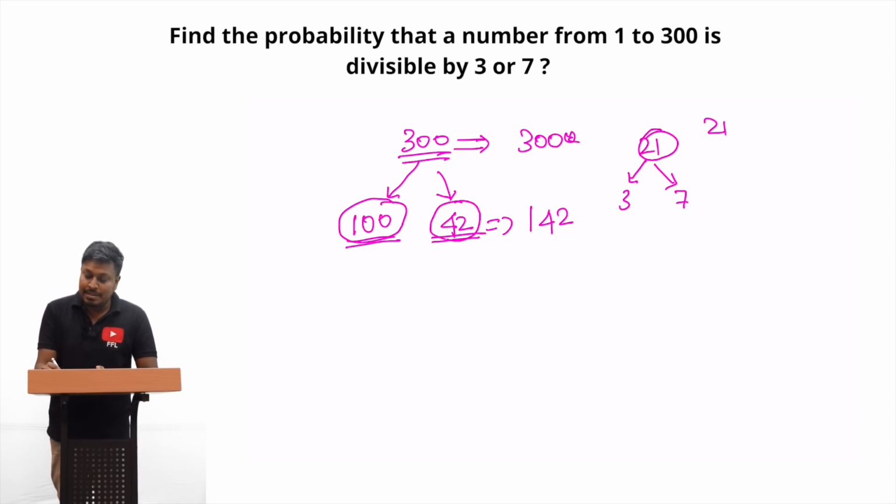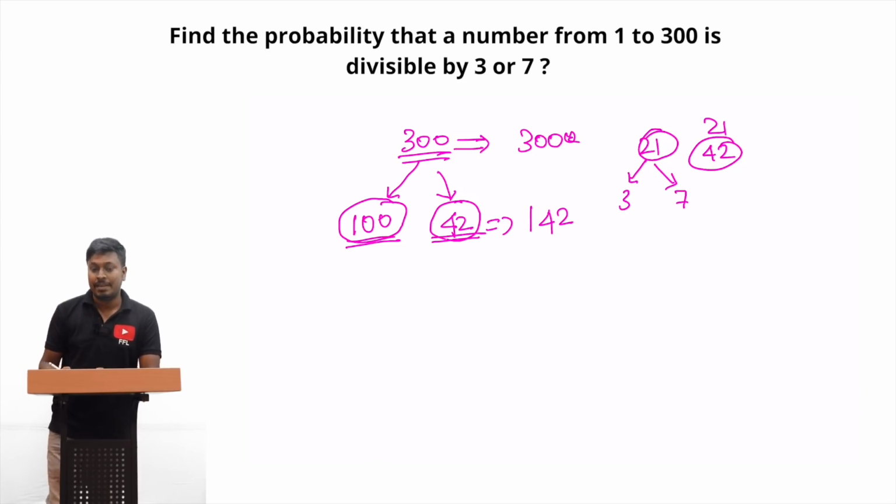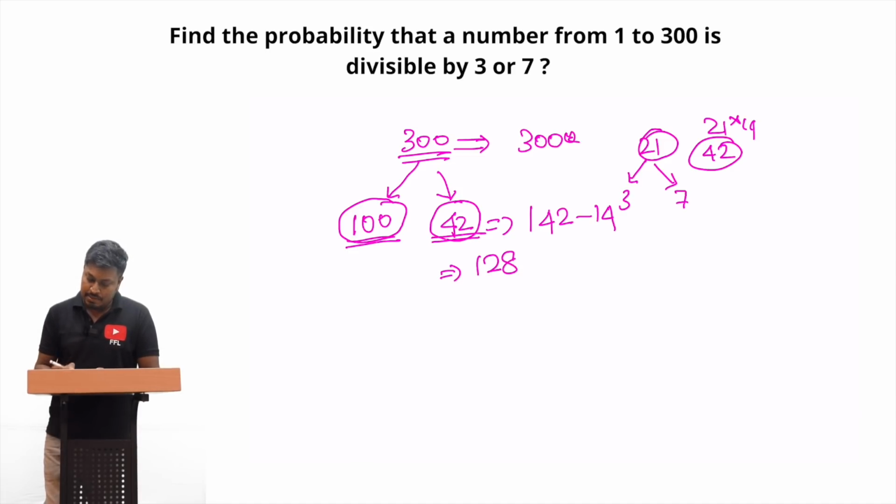Similarly, the number 42 will be divisible by both 3 as well as 7. So how many such numbers are there? Multiples of 21, 14 times. So you have to minus 14. So the result will be 128, I think so. Yes, 128. So 128 divided by 300. This is the required possibility divided by the total possibility. Got it?